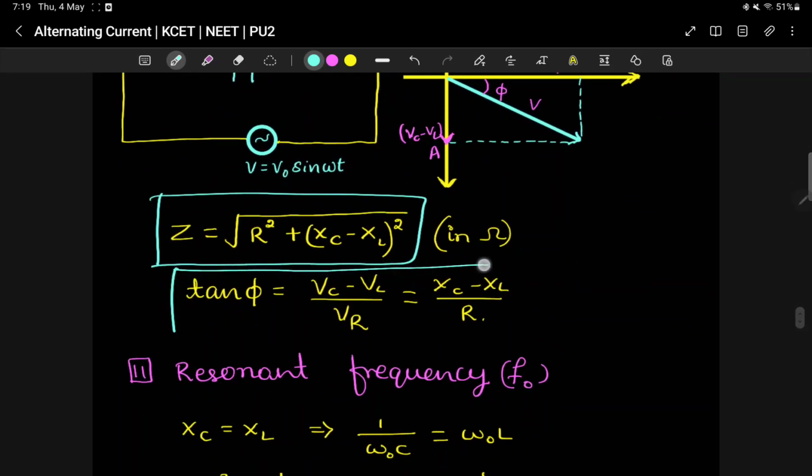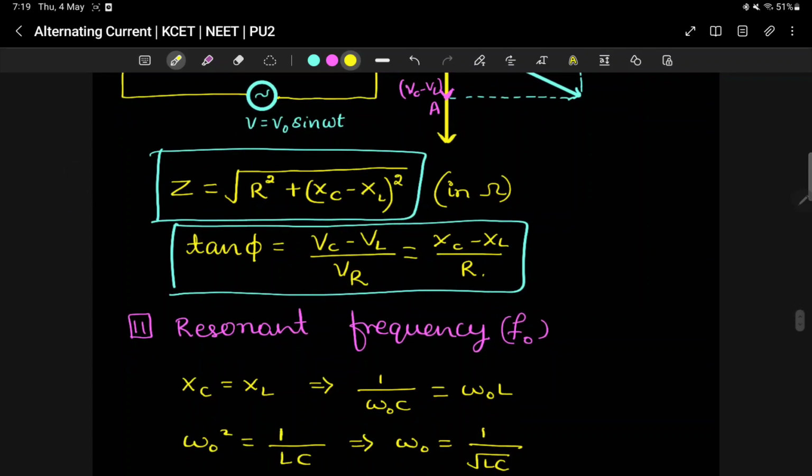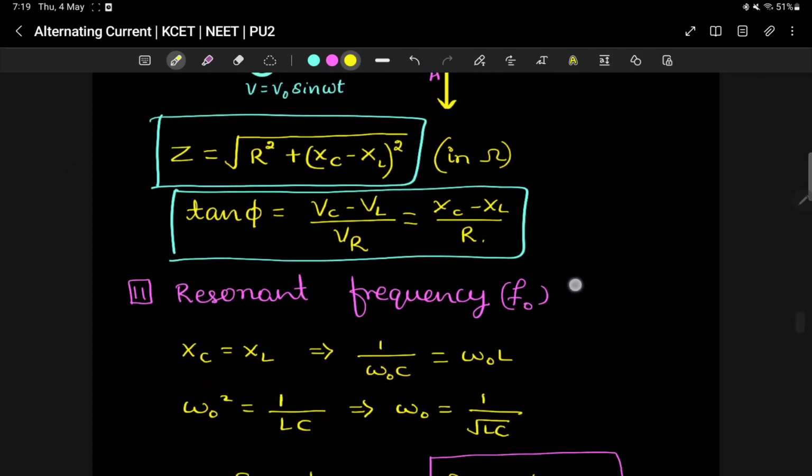Then for tan phi, we have VC minus VL divided by VR, or you can get VL minus VC also divided by VR. So it depends on which factor is greater and which factor is smaller.